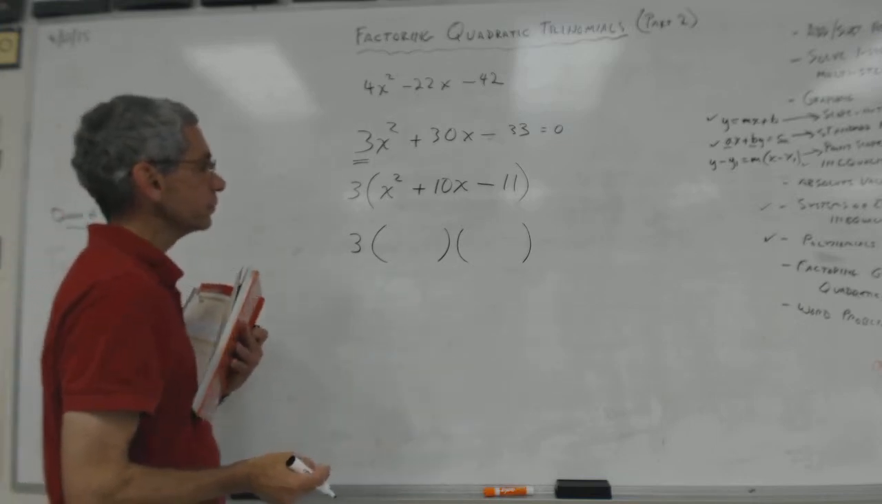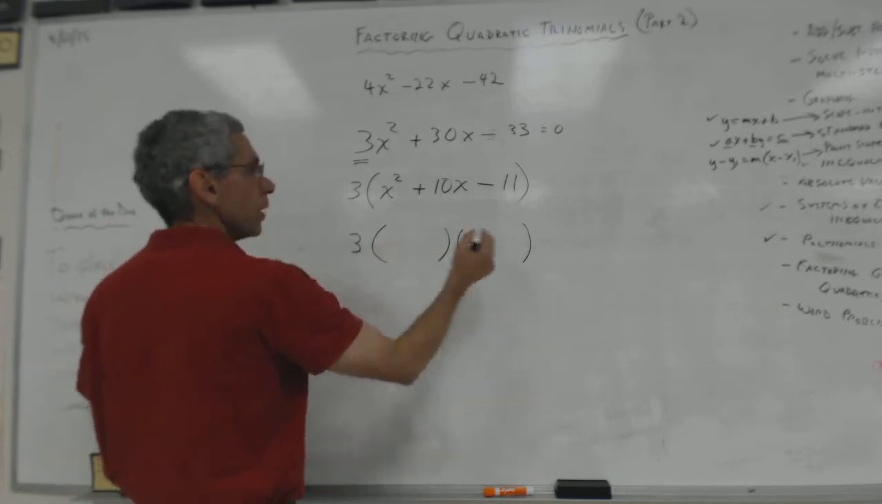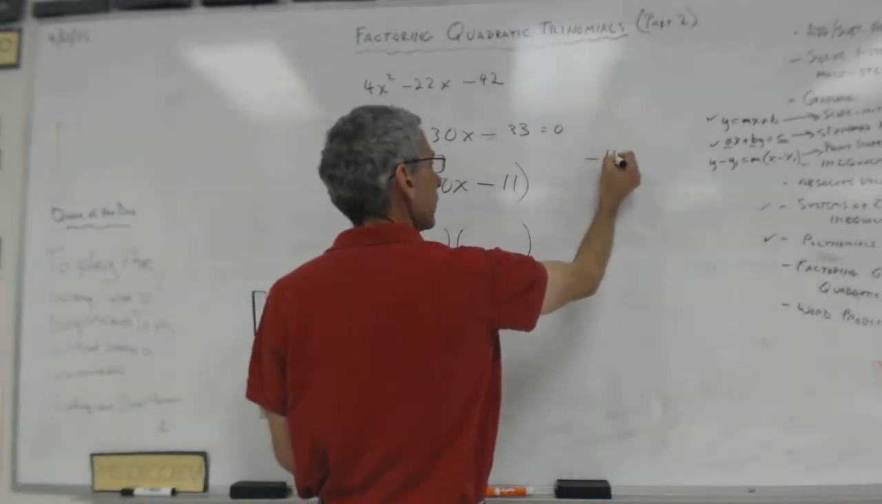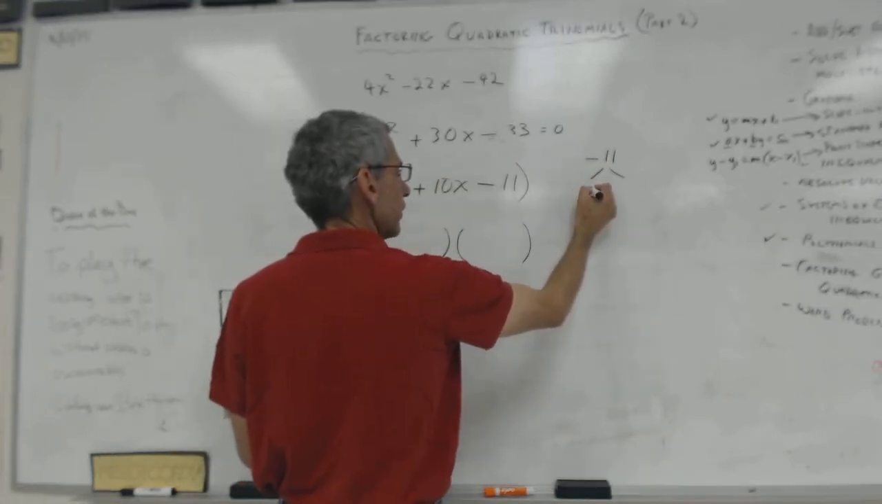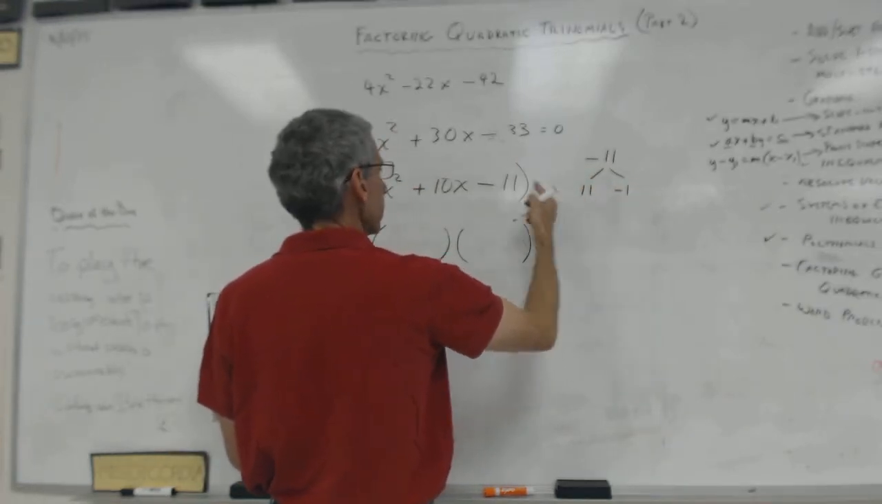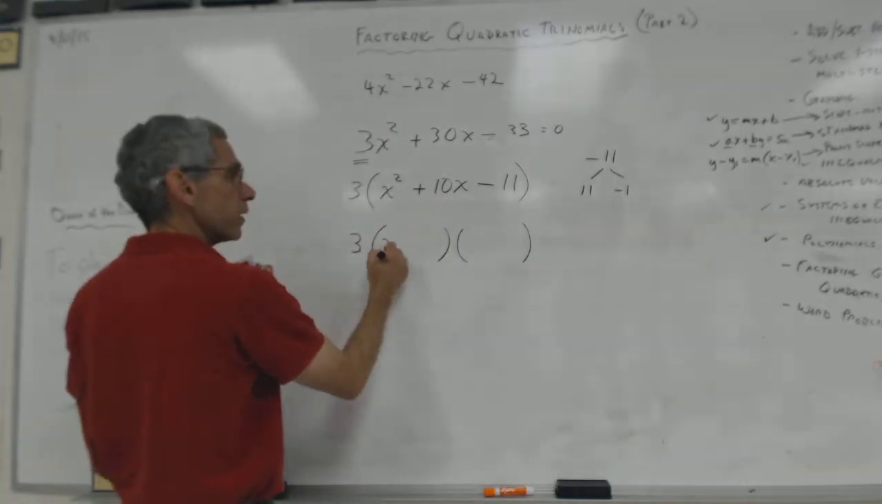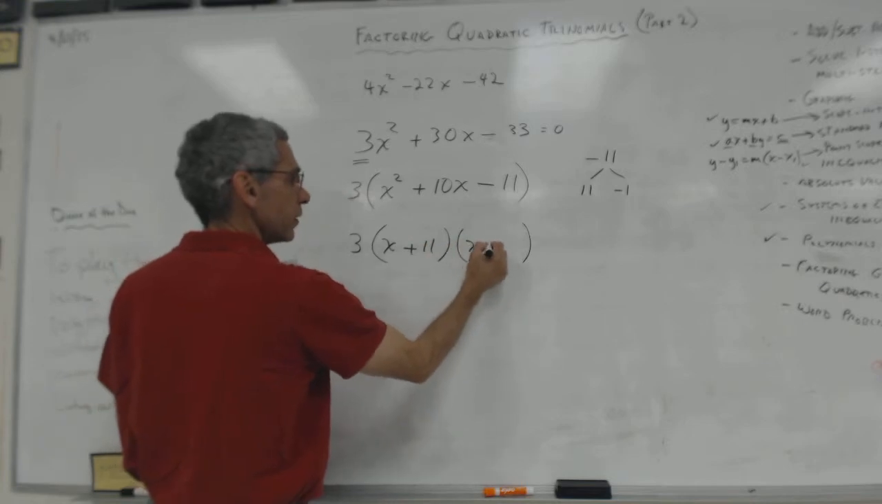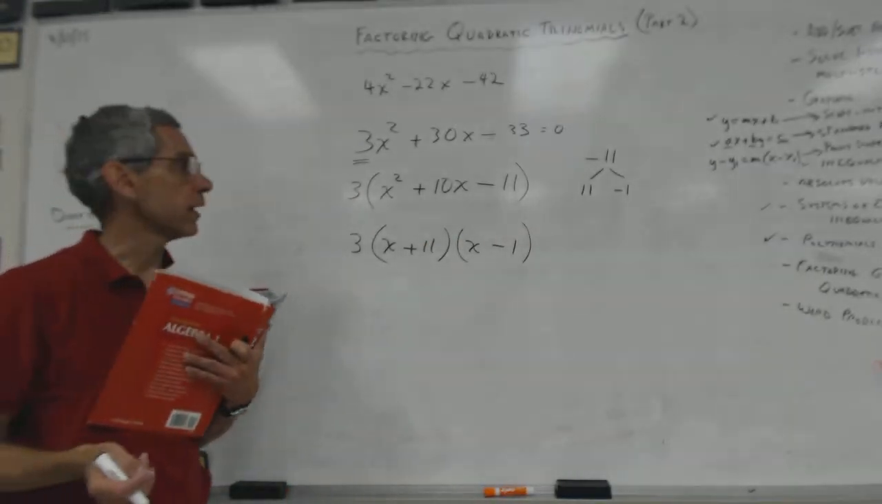It's x plus 11 and x minus 1. So we're doing negative 11, factors of negative 11 that add to 10. So we've got 11 and then negative 1, right? That would add up to 10, and that times that is negative 11. So we have x plus 11, x minus 1. Piece of cake, right?